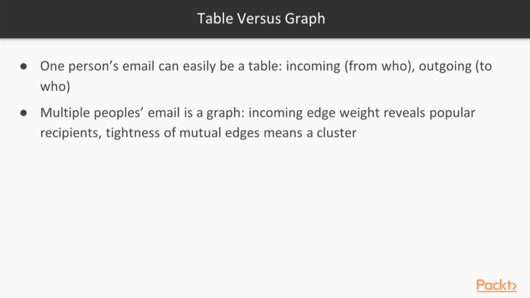And what you find is that a lot of people's emails together is more of a form of a graph, where incoming edge weight reveals popular recipients of people who are emailed frequently, and the tightness of mutual edges means people who communicate back and forth to each other on a regular basis. So although it can be represented as a table, a graph will reveal information in different ways.